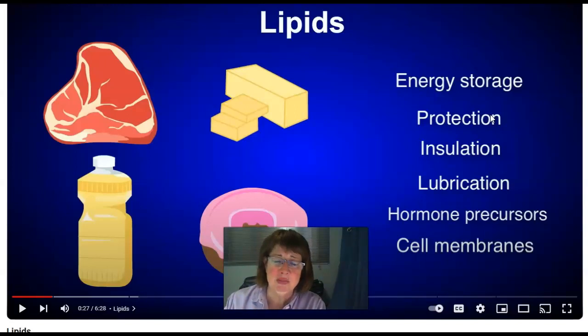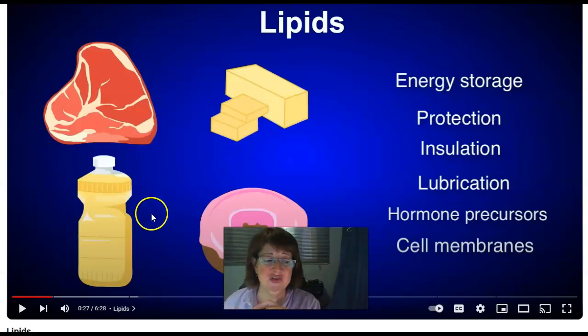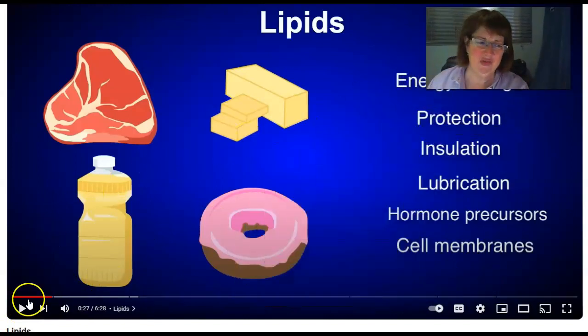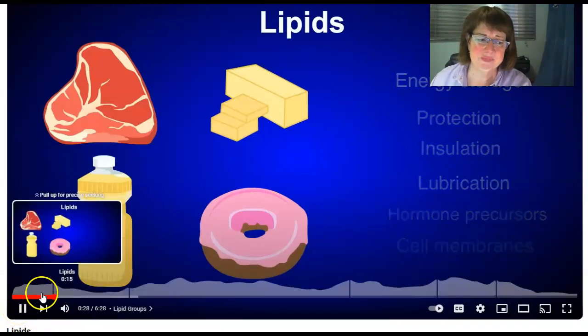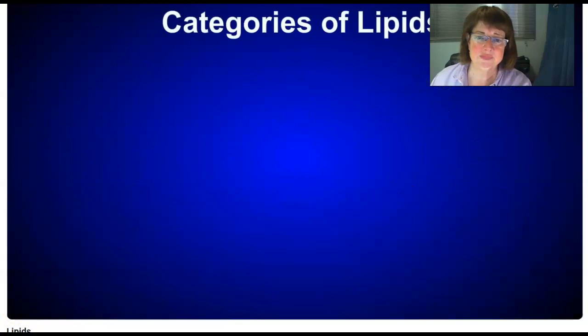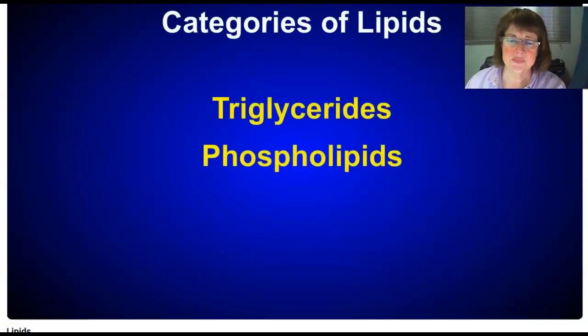Hormone precursors are important because we're going to look at something called steroids, and cell membranes, where we look at something called a phospholipid. So there are 3 categories of lipids, and you may be aware of fat. There's actually 4, but we're not going to look at waxes because in the human body, the only place waxes are important is in your ears. And really, it's not that important in this class. There are 4 basic groups of lipids. These are triglycerides, phospholipids, steroids, and waxes.